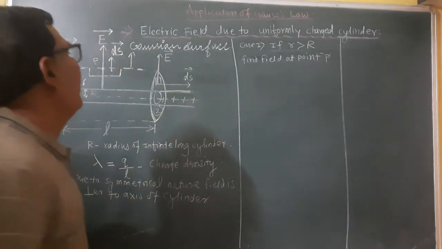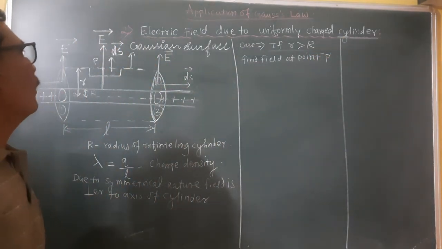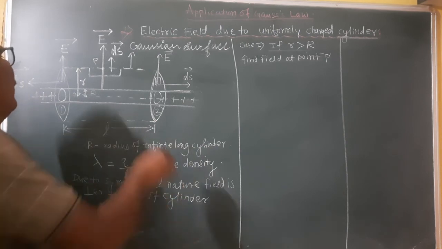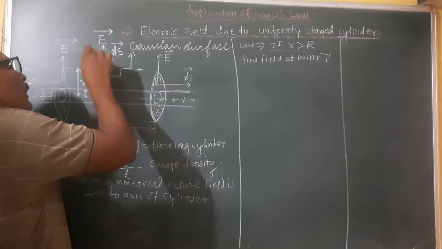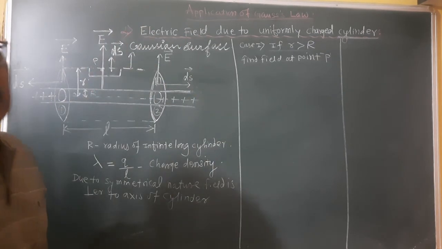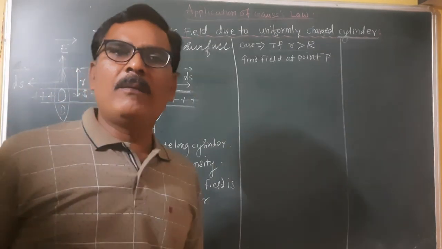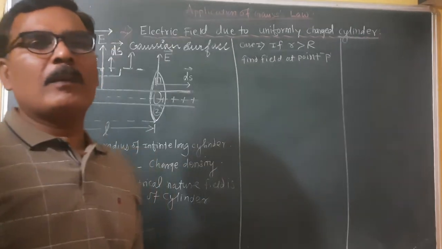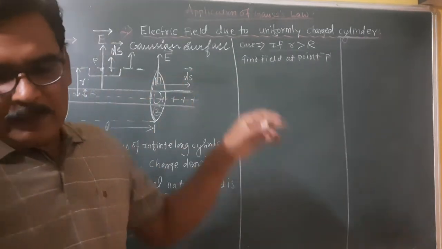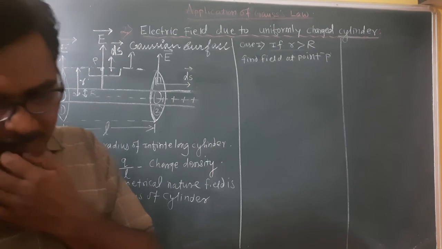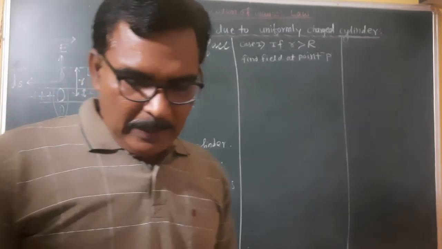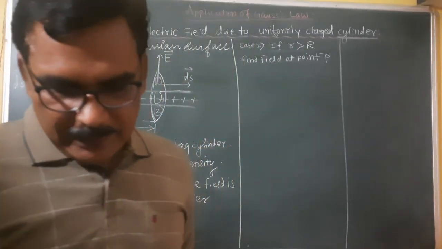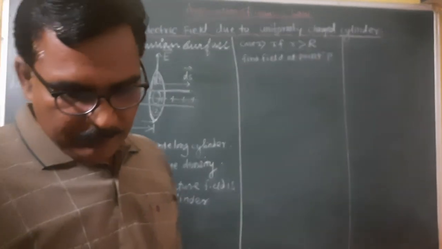Find the field at point P, because we have to say that the Gaussian cylinder is considered as having radius small r, and we have to target the field at a point. At any point, the magnitude of the field always remains constant for every point. So we have to find the electric field at a point P, and the cylinder is a coaxial and charged cylinder as shown in the figure.